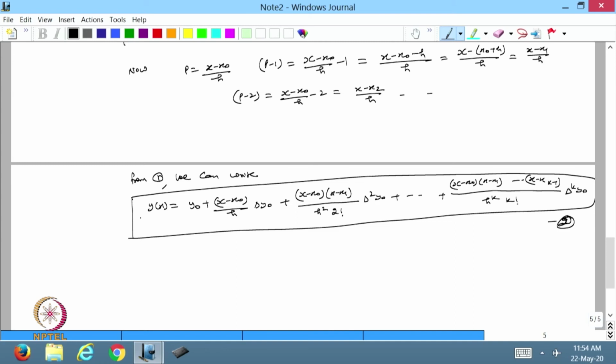Now, if I am able to find this polynomial, then you just put the value of any x here, and I can get the interpolating value of that using this equation number 2. So, that is the, I can write it as the interpolating polynomial using forward difference operator.